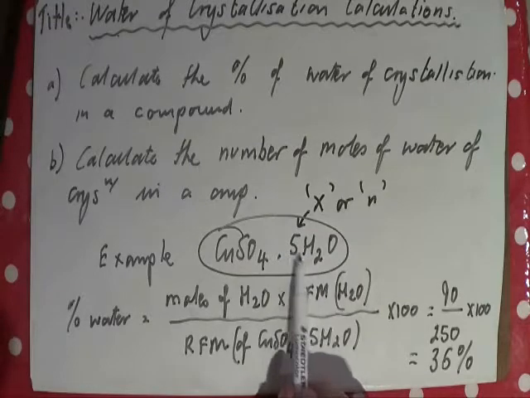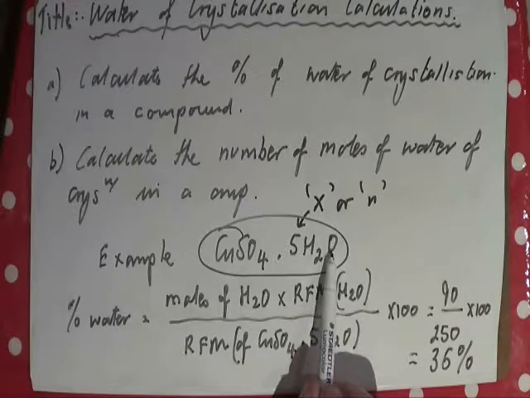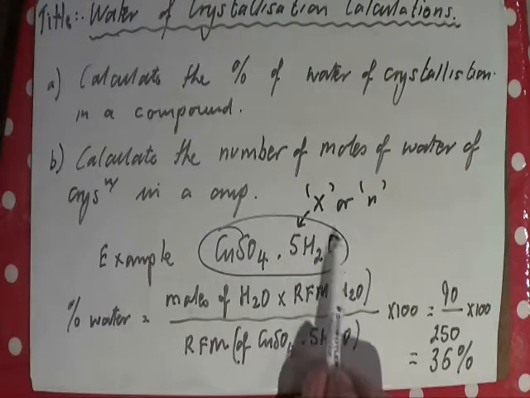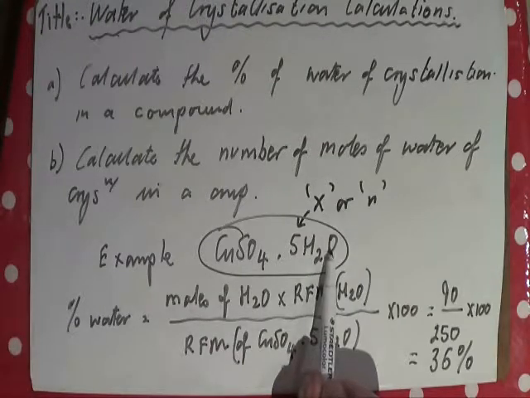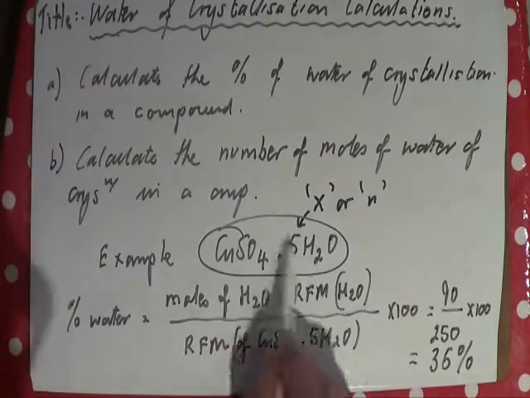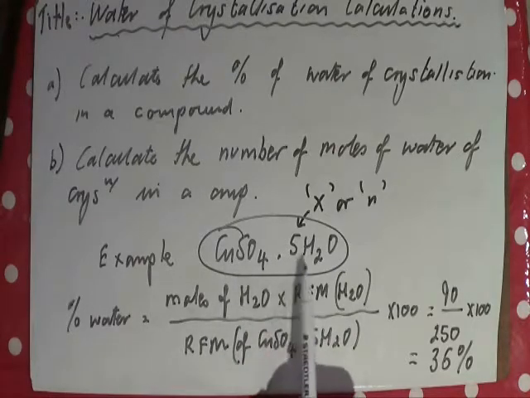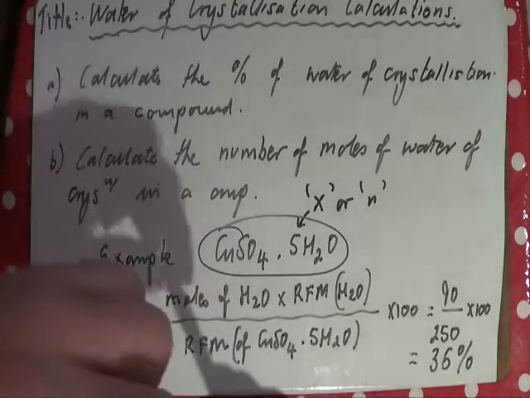And remember, the 5 H2O means you have 10 hydrogens and 5 oxygens. So you have 5 times 18, 16 plus 2, 5 times the entire thing. People drop marks because they just multiply the hydrogens by 5 and forget about the oxygens. So the entire RFM of that whole thing there is 250. So it's 90 divided by 250 multiplied by 100 gives you 36%. So in other words, 1 mole of pentahydrated copper sulfate is 36% water.